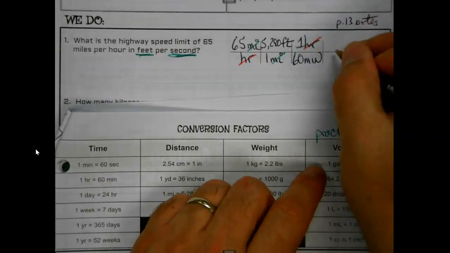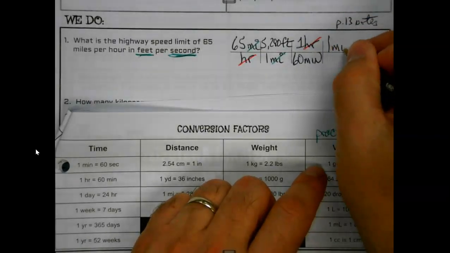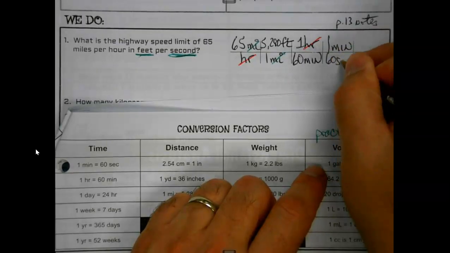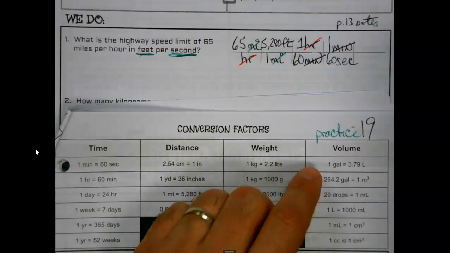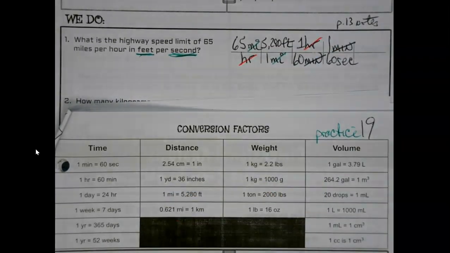60 seconds in 1 minute. Okay. So 1 minute is 60 seconds. We can get rid of the minutes. Now we just got a whole lot of multiplying to do.